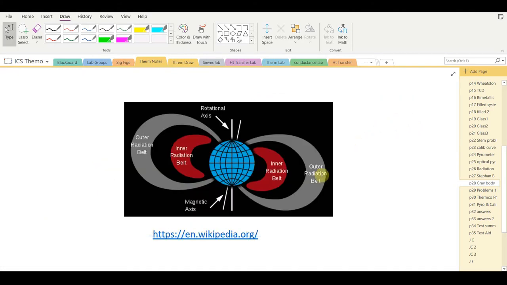Fortunately, the Earth's magnetic field protects us from these otherwise lethal cosmic rays.